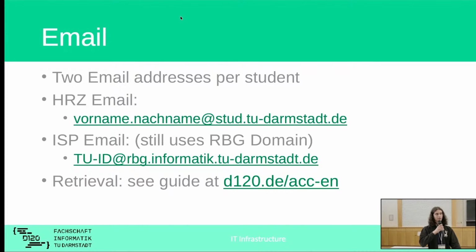Regarding the emails, as already mentioned, you have 2 accounts, and thus you also have 2 emails at TU Darmstadt. The first one is the general university mail, which you are probably already familiar with, firstname.lastname@stud.tu-darmstadt.de, and the other one is the ISP mail, which still uses the RBG domain, as you might remember from just a few seconds ago. It is structured as tu-id@rbg.informatik.tu-darmstadt.de. The same as before.